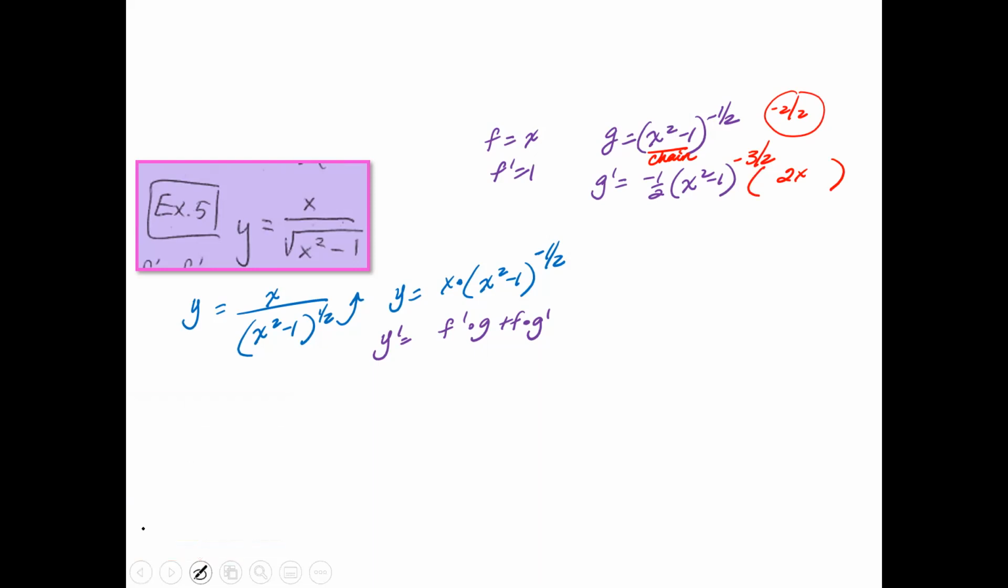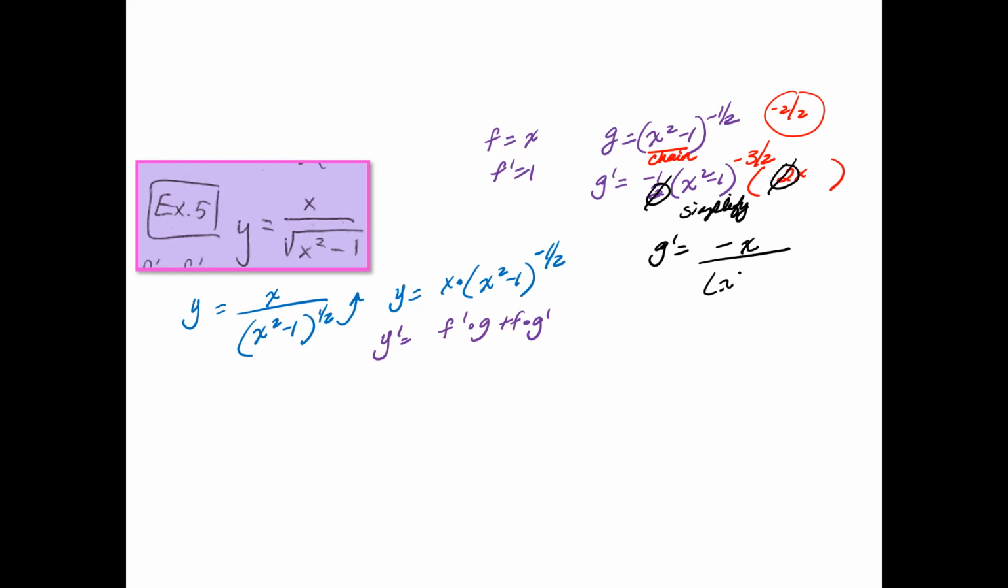Now, you don't want to leave your g prime in this big mess when you plug it back into the equation, so let's simplify this and make this look prettier before we attempt to put it back into the formula. So I notice the 2 on the top and bottom, so that cancels. So my g prime is equal to negative x on top.